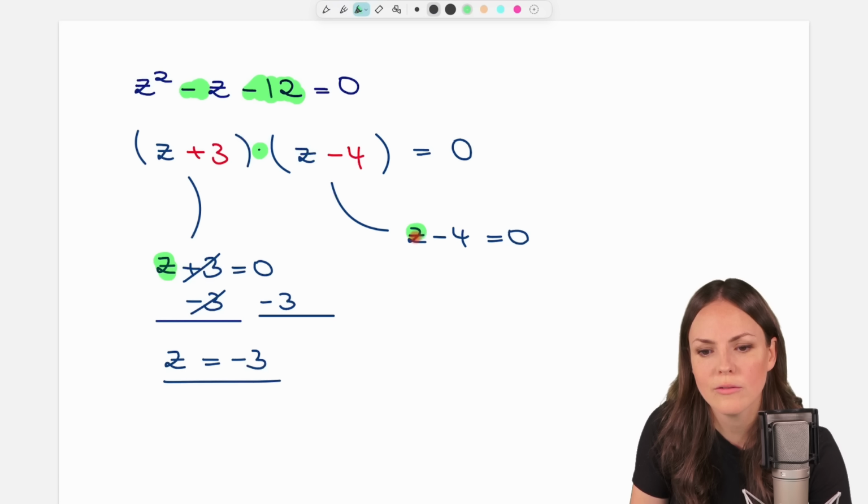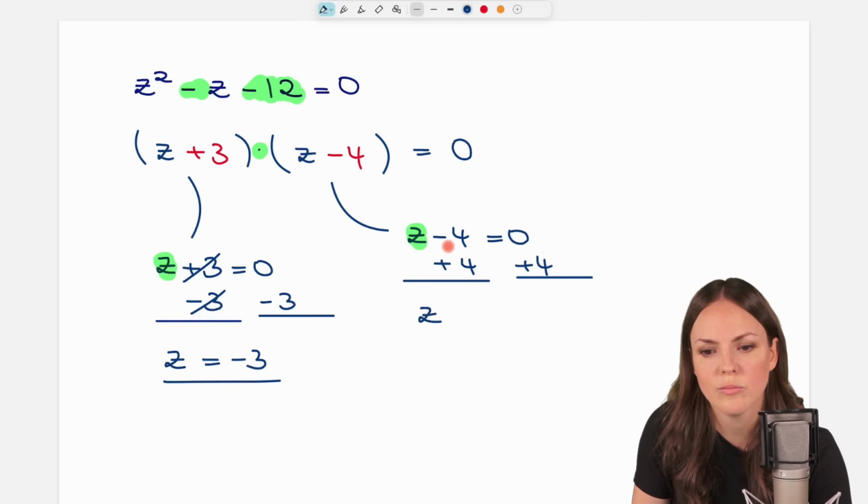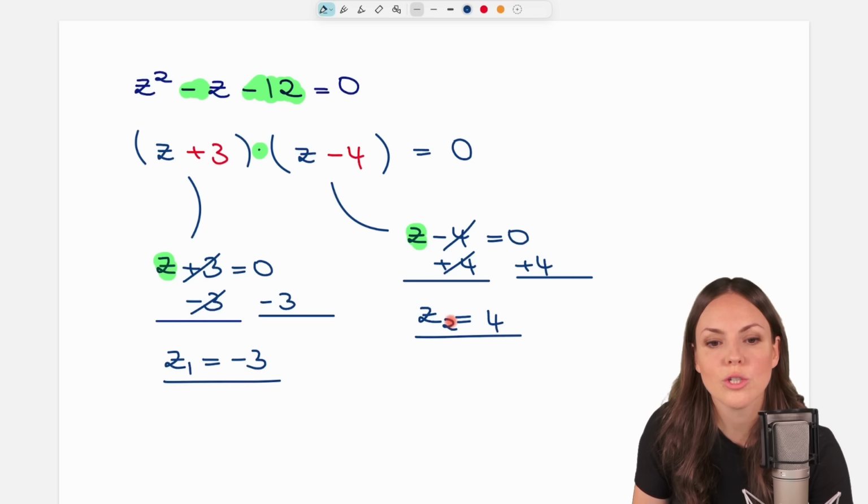This is our first solution for our z. And here to solve for z, let's add 4 on both sides so that we have z left here. This cancels out. And on the other side, we get a 4. This is our second solution for our z. So let's call this z1 as the first solution and z2 for the second solution. These are our solutions for this simpler equation that we had in z.